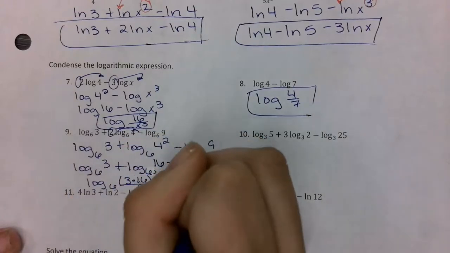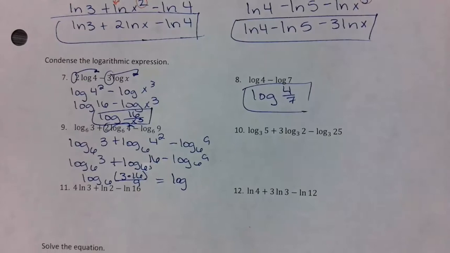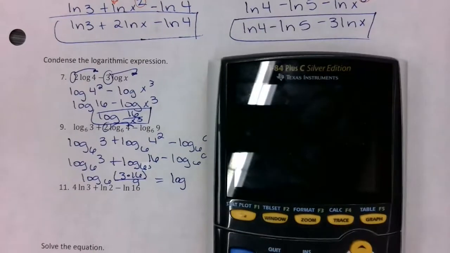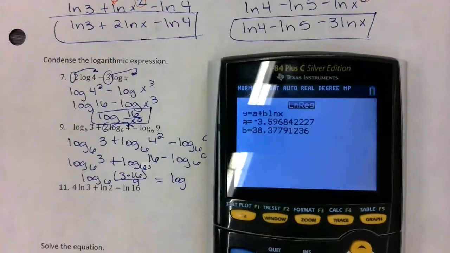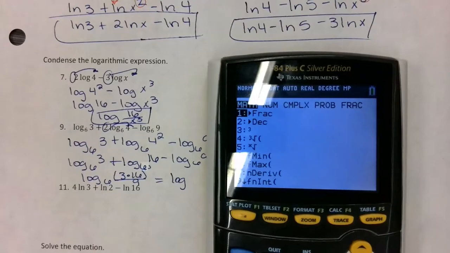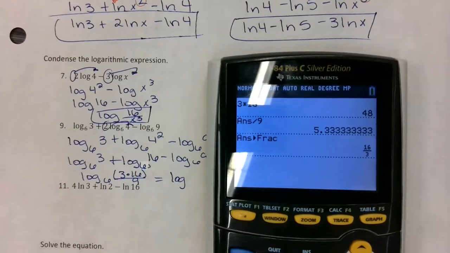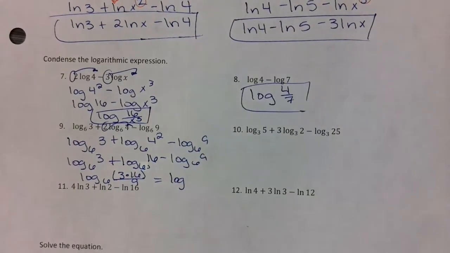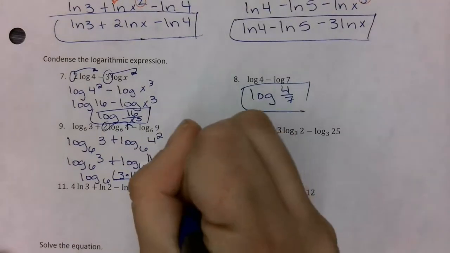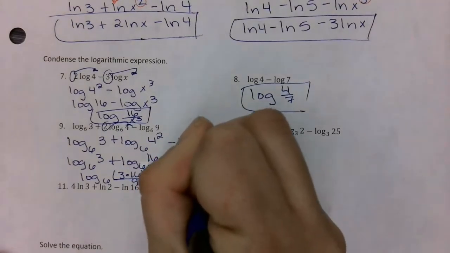So I want to just simplify the part in the parentheses. So I want 3 times 16, and then divide it by 9, and I'm going to math fraction it to turn it back into a fraction. I have 16 over 3. So I have log base 6, 16 over 3.